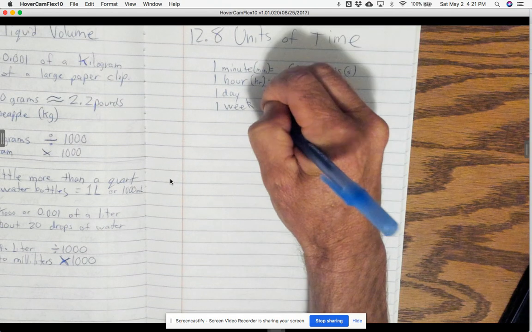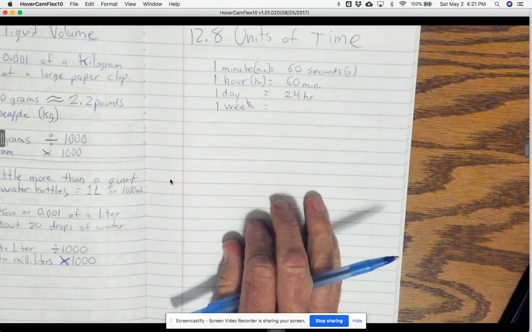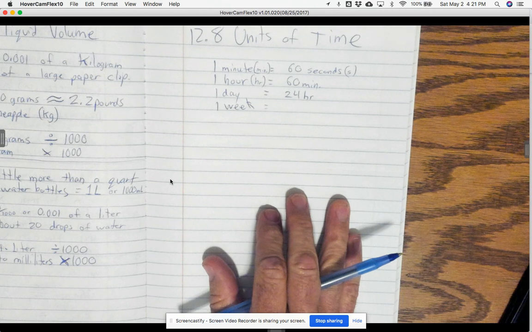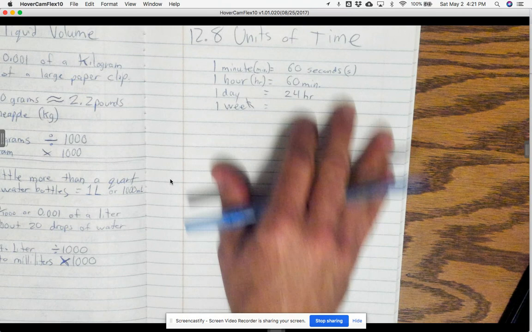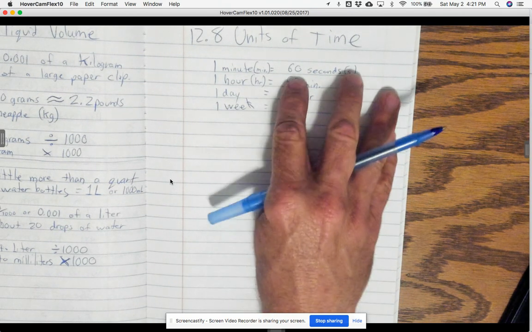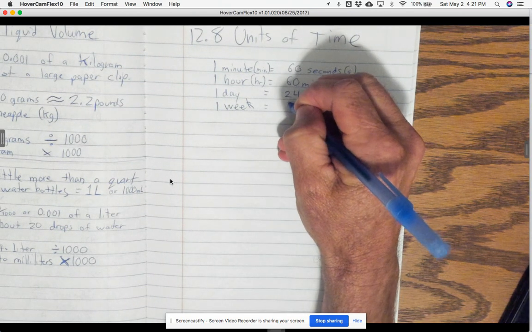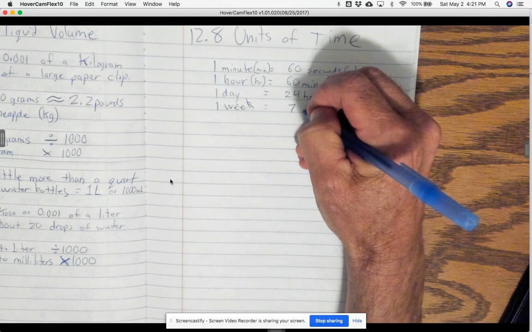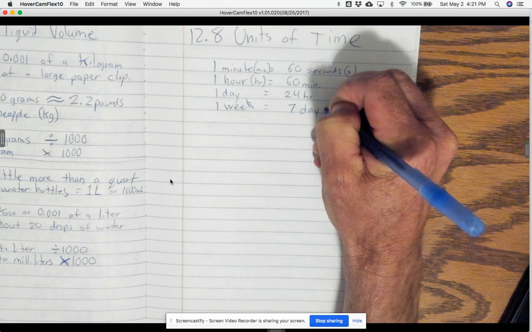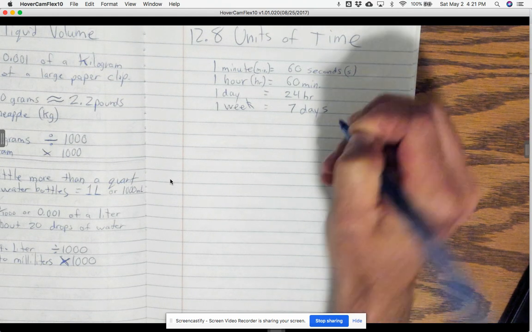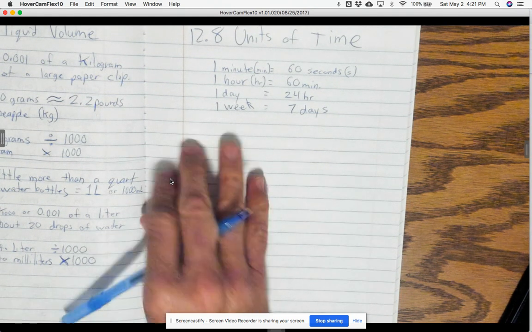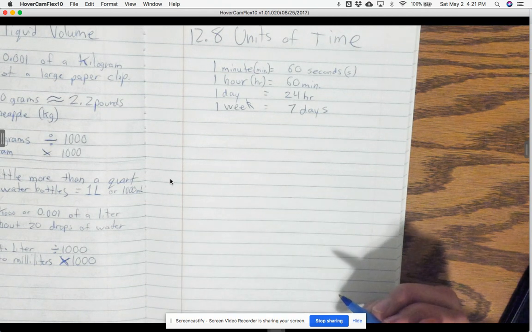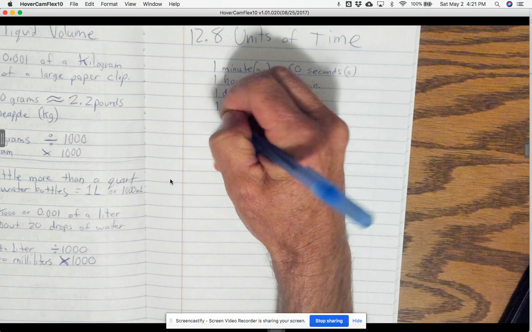1 week, and it's kind of different because we've done metric the last couple days, and metric is just tens and hundreds and thousands. This, as you can see, just numbers all over the place. 60, 60, 24, 7, no pattern, no rhyme or reason. So definitely need to have this written down because I'm going to need to write down the formulas for converting these too, which we're going to do after we get down with the second half of our units of time.